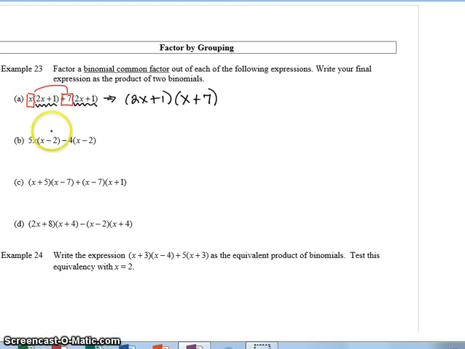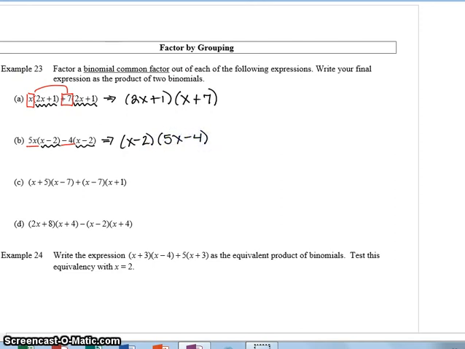Okay, moving on to part B. So x minus 2 is my match. That gets written once. And now what's on the outside gets written together. So my second binomial would be 5x minus 4. All right, C and D is a little bit harder because you have a bunch of little binomials there. So always find your match first.